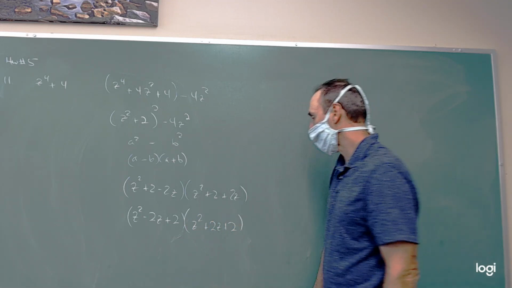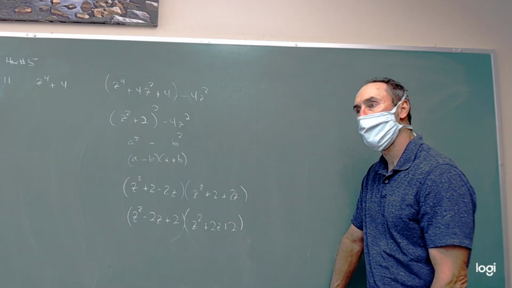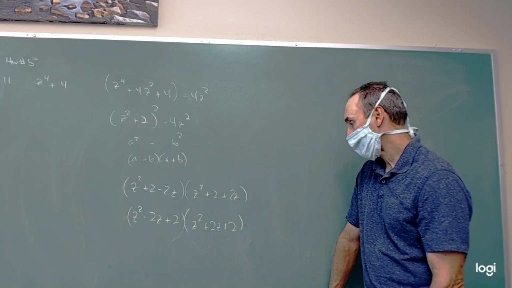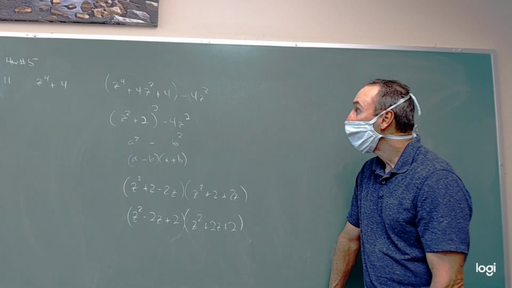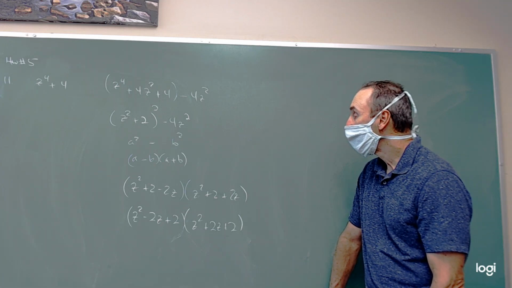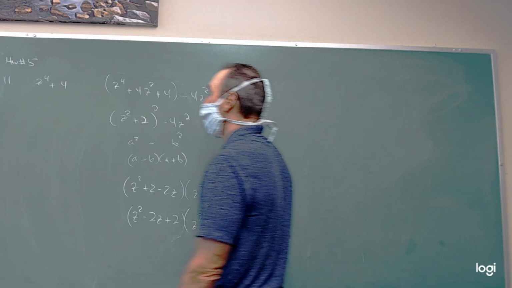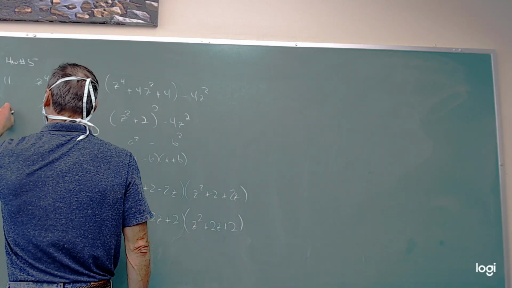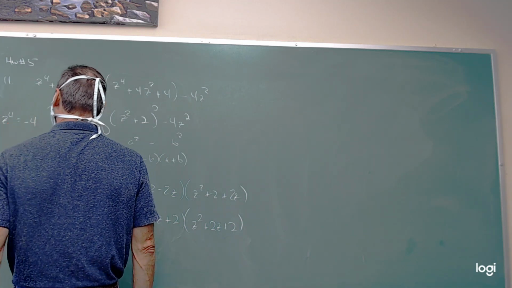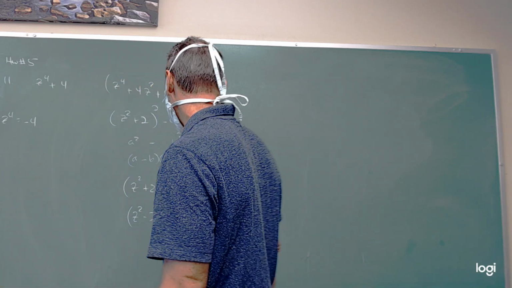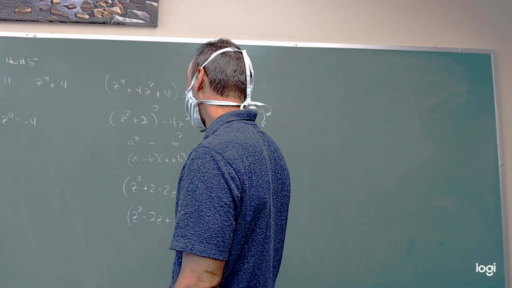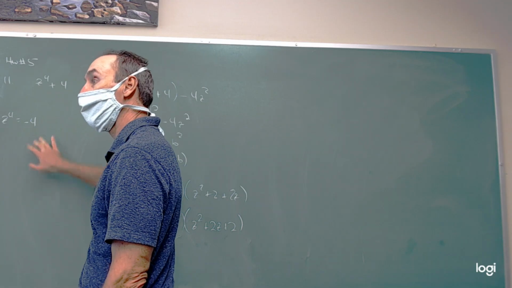Okay, that's not the end of the story though, right? Was there more? And then use part A to solve z to the 4th equals -4. So now we want z to the 4th equals -4, and plot the roots of the equation. So use this to solve for that. Is that right? Yeah.